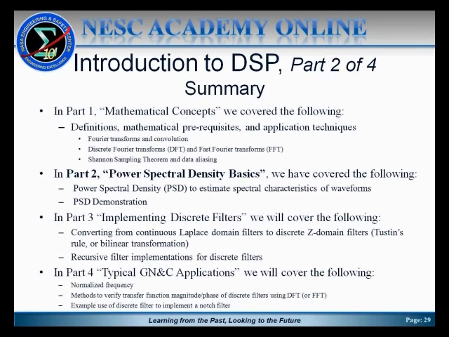In part 4 of this series, which is entitled Typical GNC Applications, we will cover the following. The concept of normalized frequency, some of which was touched today as well as in part 1. We'll also talk about methods to verify transfer function magnitude and phase for a discrete filter if you've been provided discrete filter coefficients and you want to double check that you're getting what you think you're getting. We'll also show an example for how to use the discrete filter to implement a notched low-pass filter.